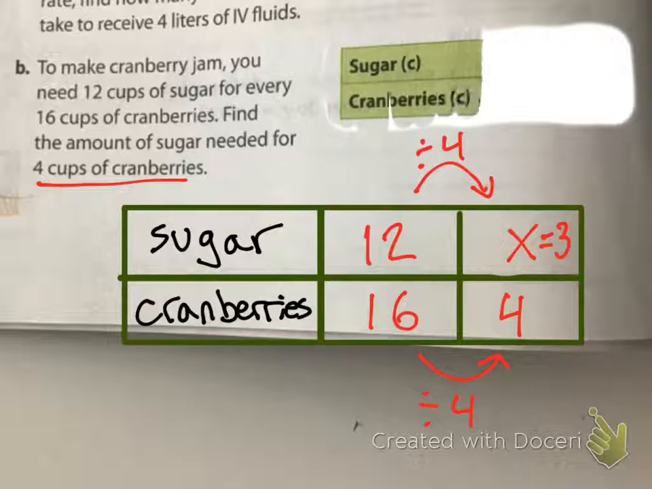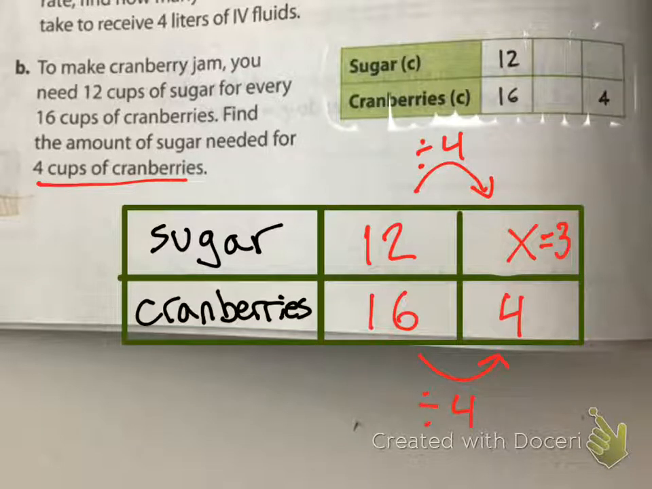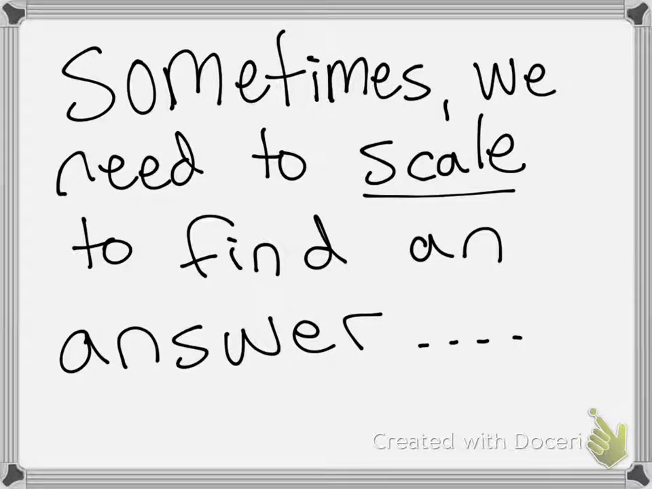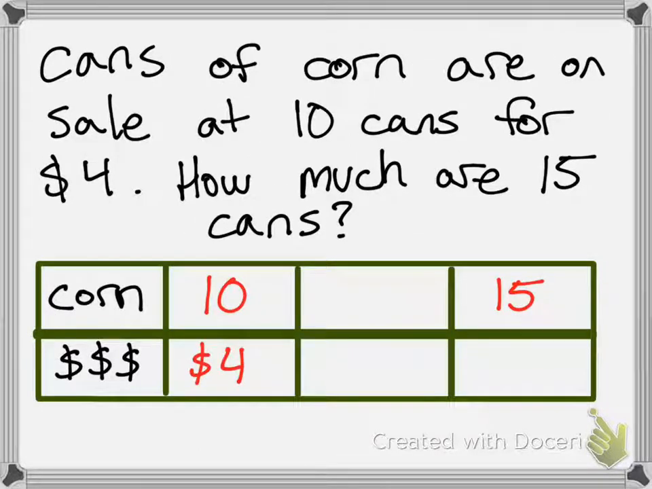Exactly. So, if we figured this out, the way they want to do it too. Let's see how they want to do it. I don't like the way they want to do it, so we're not going to do it that way. Anyway, so sometimes we need to scale to find an answer. I brought that up a little bit earlier. So let's look at this.